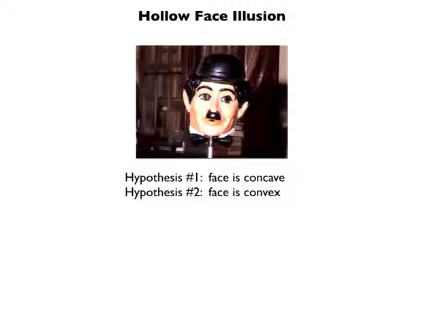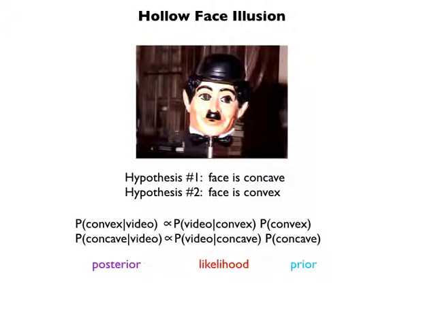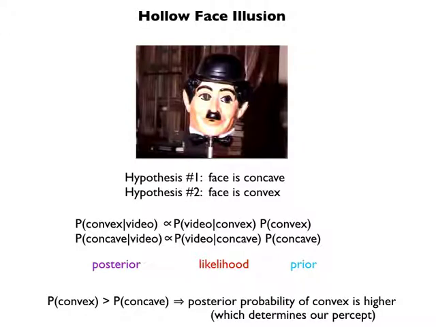Of course, we have two hypotheses given that sensory information. One is that the face is convex, and one is that it's concave. And of course, we can consider two posteriors. The probability it's convex given the video is proportional to the probability of the video given it's convex times the probability that it's convex. Now in our real world experience, we almost always see convex things. We never go around seeing concave faces. So our prior, the probability of a face being convex, is really high here. So it's going to bias our interpretation, always interpreting that face as convex.